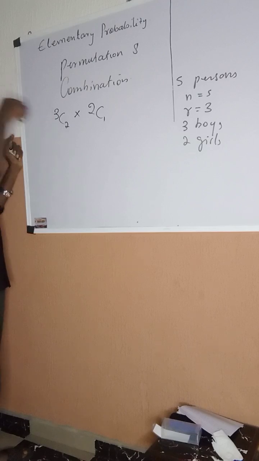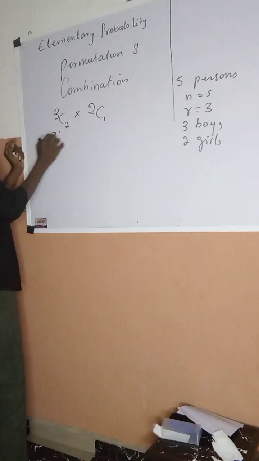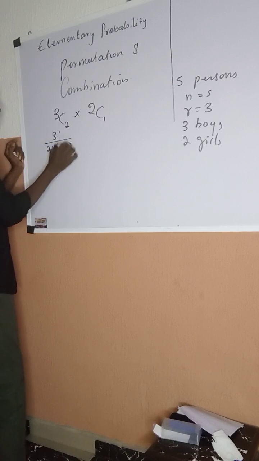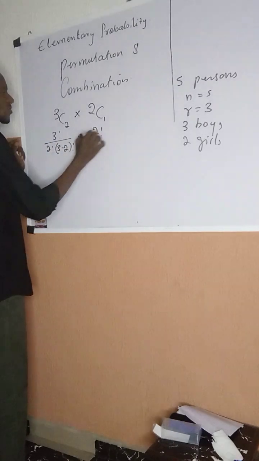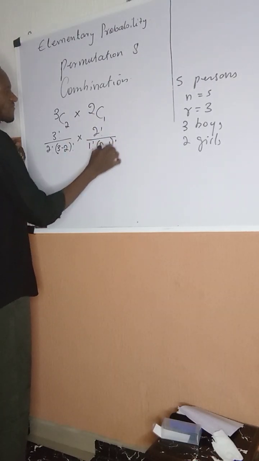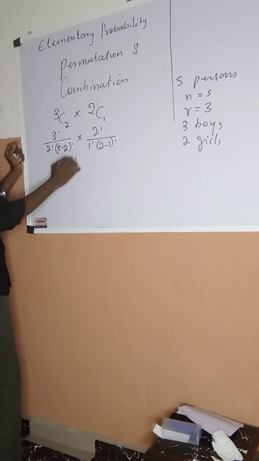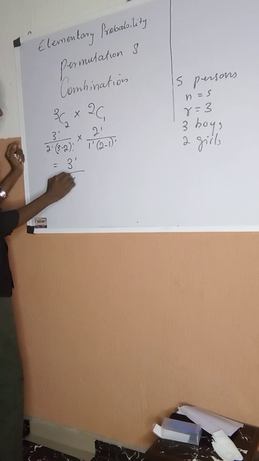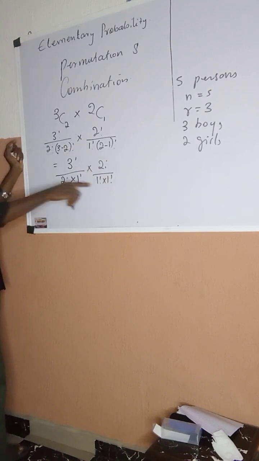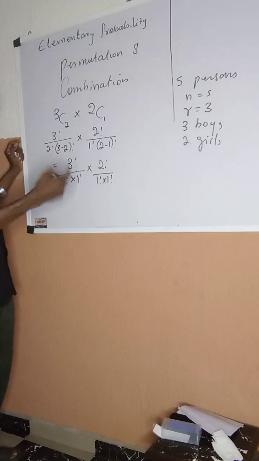In that case, how it is now going to be is 3 factorial all over 2 factorial into 3 minus 2 all factorial times 2 factorial all over 1 factorial into 2 minus 1 factorial, which becomes 3 factorial all over 2 factorial times 3 minus 2 is 1 factorial. So multiply by 2 factorial all over 1 factorial times 2 minus 1 is 1 factorial. 1 factorial times 1 factorial is just like 1 times 1, which is 1.